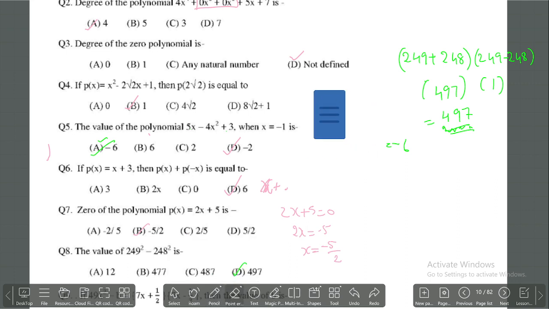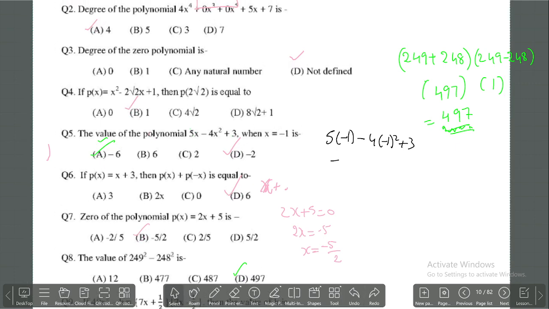Let us see, children, this one. Five into minus 1, 4 into minus 1 whole square plus 3. Minus 5 minus 4, this one plus 1, it becomes plus 3. Minus 9 plus 3 is equals to minus 6. Answer is minus 6. Right? Next.